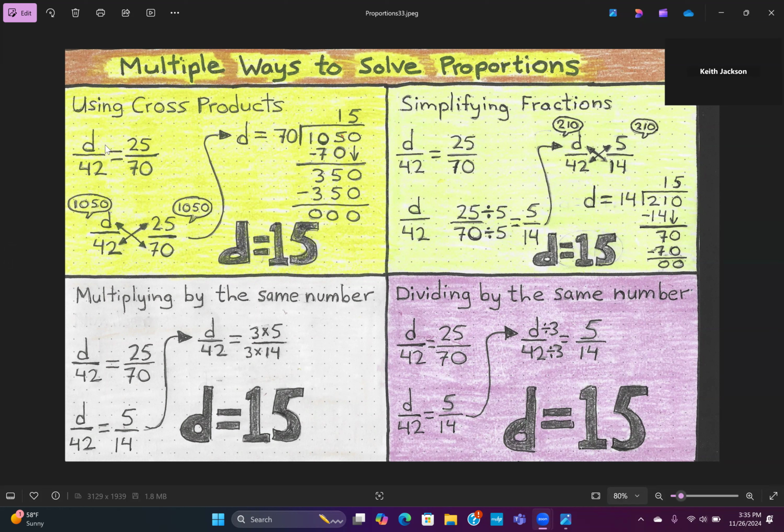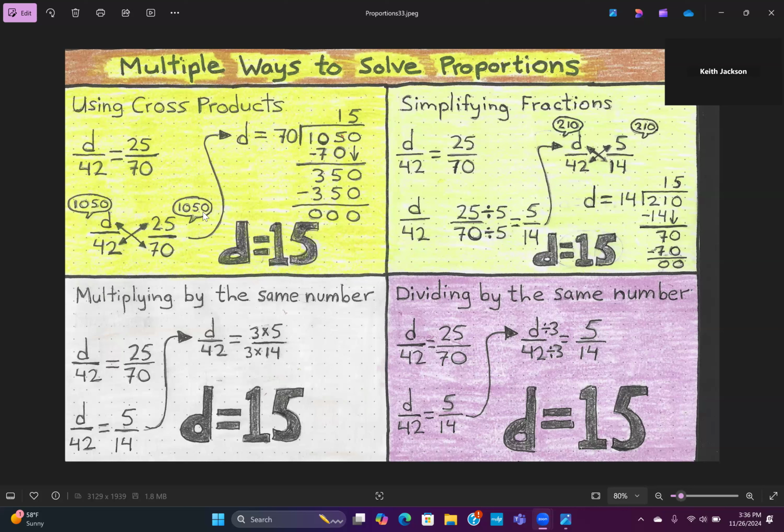And so let's say we have a really awkward proportion, just like you see here, d over 42 is equal to 25 over 70. Now, I know that looks pretty confusing, so the easy way to arrive at the answer is just to use cross products. And so we're just going to go 42 times 25 will equal 1,050. And we put 1,050 in our thought bubble right here.